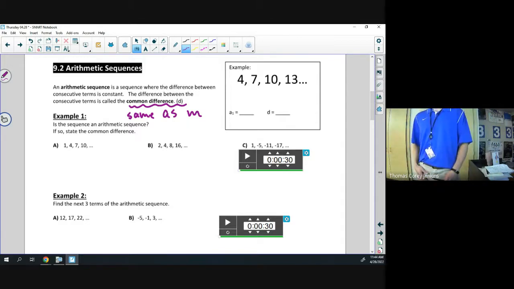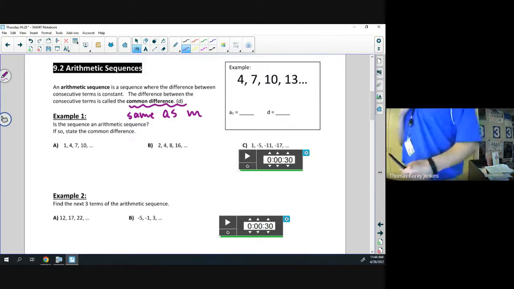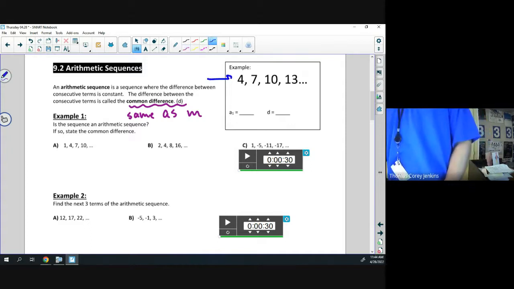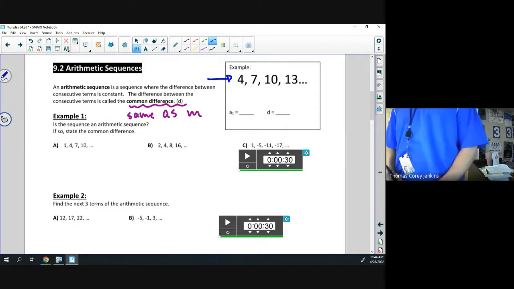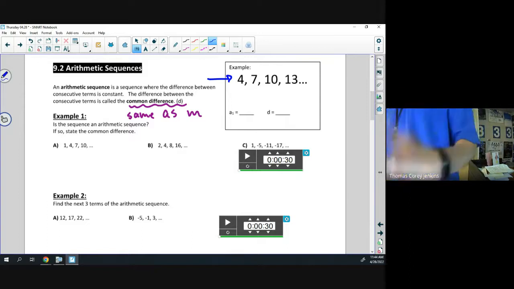And so there you go. All right, so linear growth, that would be an arithmetic sequence, okay? Given this sequence right here, 4, 7, 10, 13, keeps going, what would a sub 1 be? That would just be whatever the first term is. So we would say that's 4, okay?